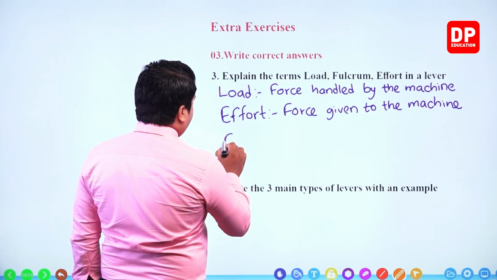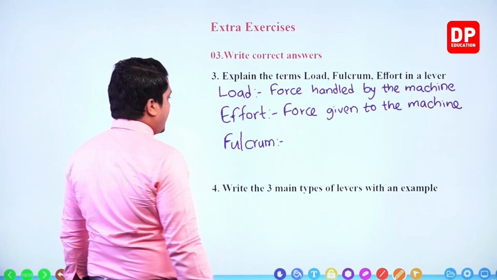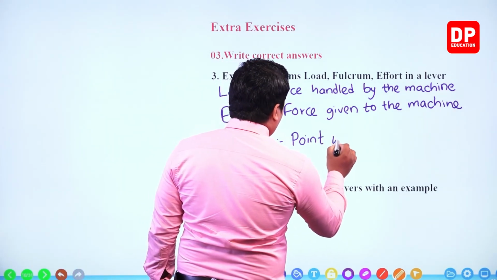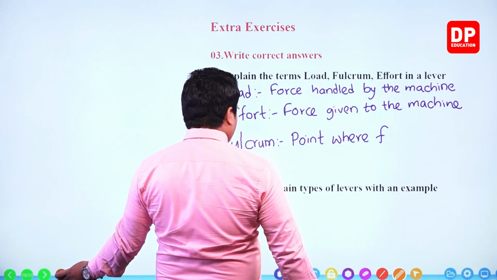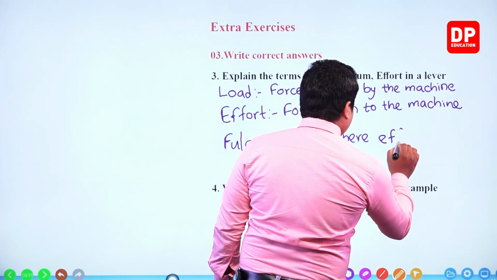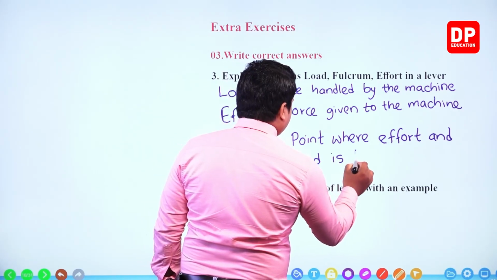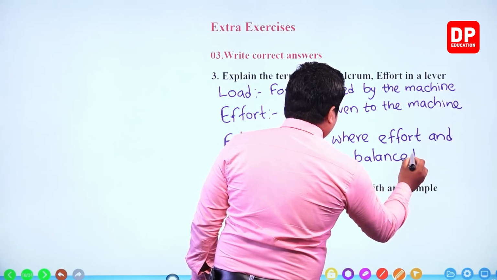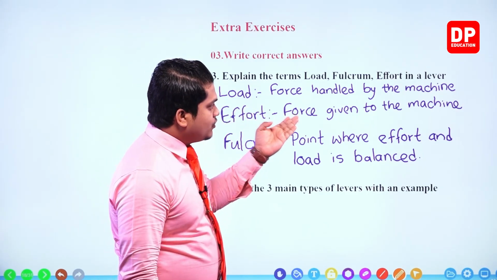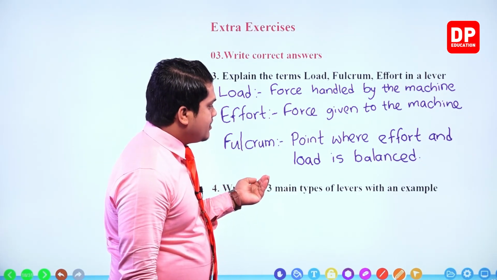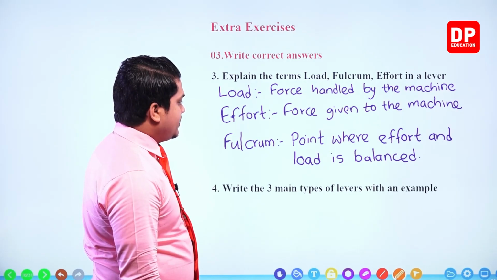Then number 3, fulcrum. So fulcrum is the point where effort and load is balanced. So load is the force handled by the machine. Effort is the force given to the machine. Fulcrum is the point where effort and load is balanced. Right. Next one. Write the 3 main types of levers with an example.